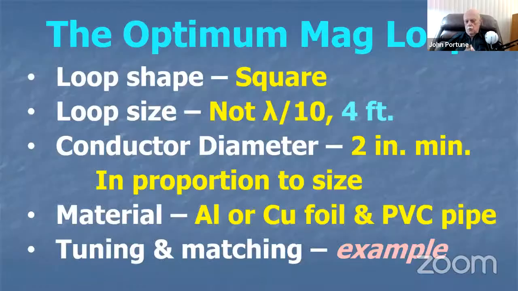So there's the optimum mag loop, what I consider the middle of the road, epicenter for most hams. It's square. It's not round. It's not octagonal. Its size, well, it does not have to be less than 1/10 of a wavelength, but it needs to be around 4 foot. That's the optimum because it'll work all the bands. Conductor diameter, 2 inches minimum in a 4-foot loop.